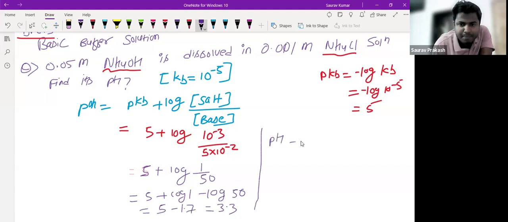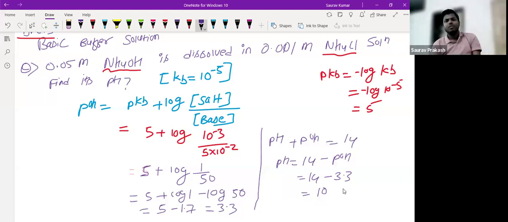So pH plus pOH equals 14. So pH equals 14 minus pOH. It becomes 14 minus 3.3, and it becomes 10.7. So we have learned 3 types of numericals. One is the buffer capacity numerical, one is the acidic buffer, and one is the basic buffer.